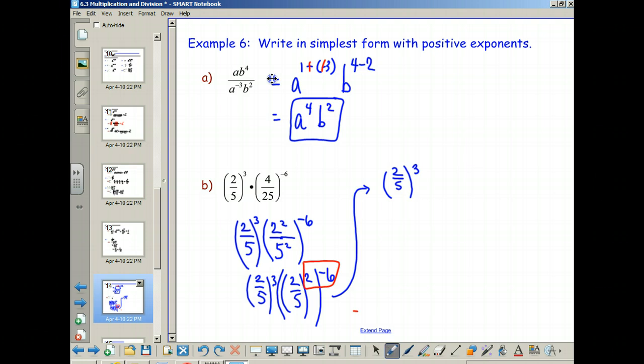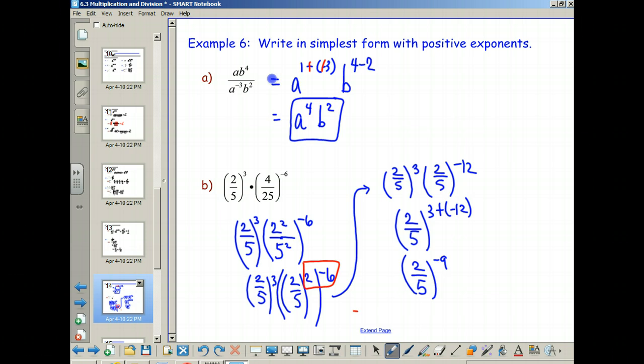So I can write again 2/5, and then I have -12. So these have the same base now, 2/5, different exponents, and that brings me back to property number 1, which says I can add my exponents together. So I have 3 plus -12, and 3 plus -12 is, of course, -9.